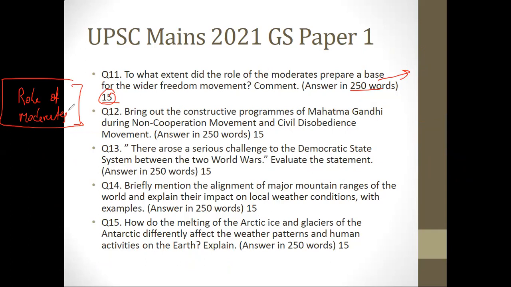And this is a good way. First, criticize them, tell them what other people were saying, and then write the role of moderates. This will enhance the answer. Or you can do the other way also. You can write the role of moderates first, and then you can also write the criticism part. This covers both dimensions, and this will give you good marks.